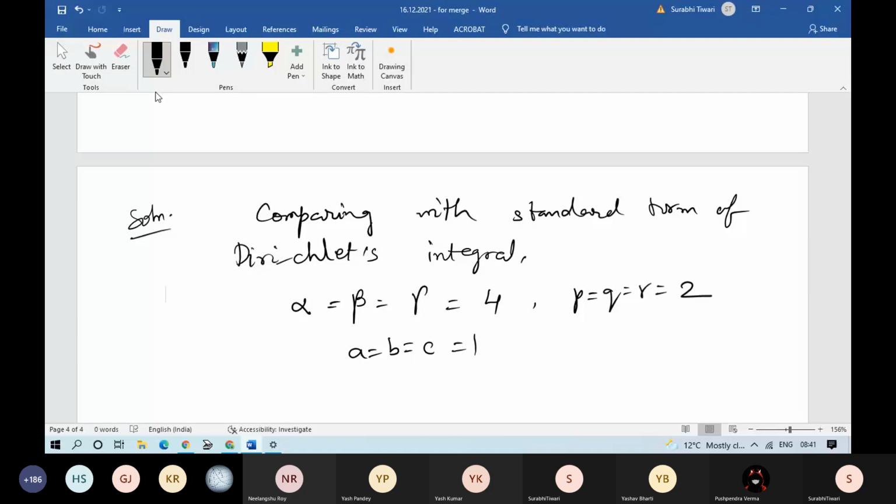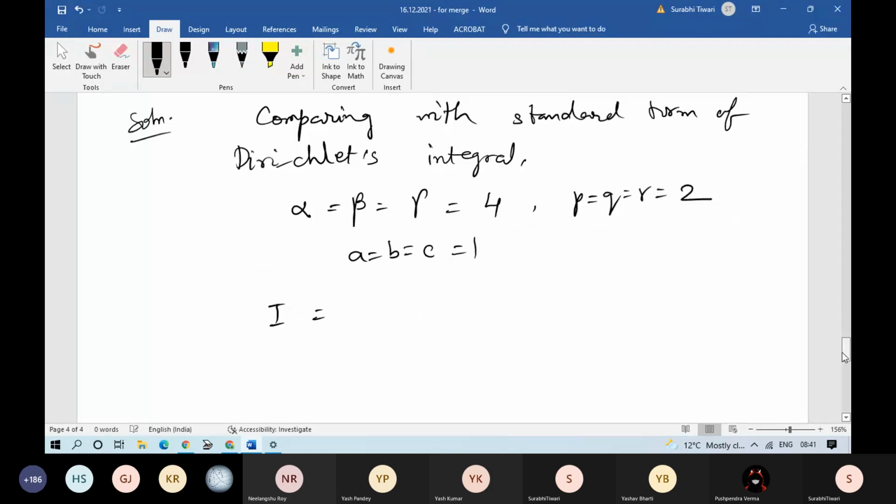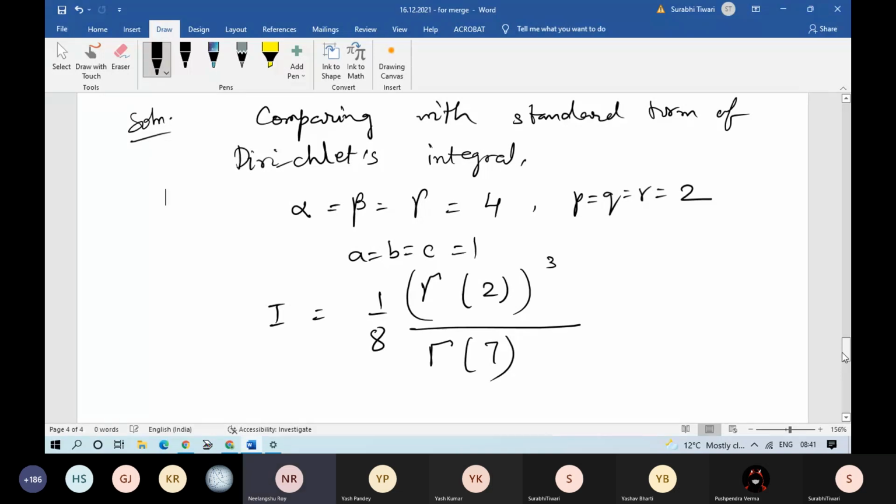Toh calculate the value of the integral. Nikal lo, kya jayega? 1/8 gamma 2 whole cube upon gamma 7. So 1/5040. 1/8 into 1/6 factorial. Hai na, gamma n plus 1 is n factorial.